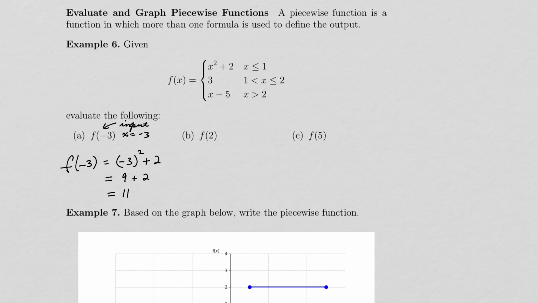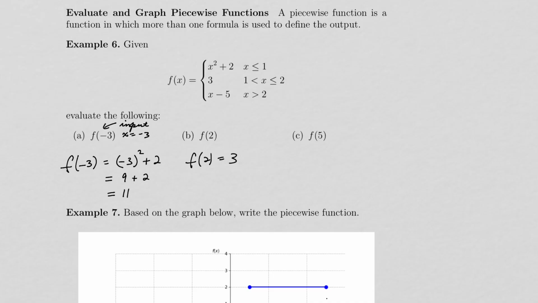All right, what about f of 2? Well, 2 is greater than 1, so I don't use that piece. Here, it says if x is greater than 1 or less than or equal to 2. So actually, this falls into the second piece. So what's my output? It's simply going to be 3. It's a constant, or for that piece, it's a constant.